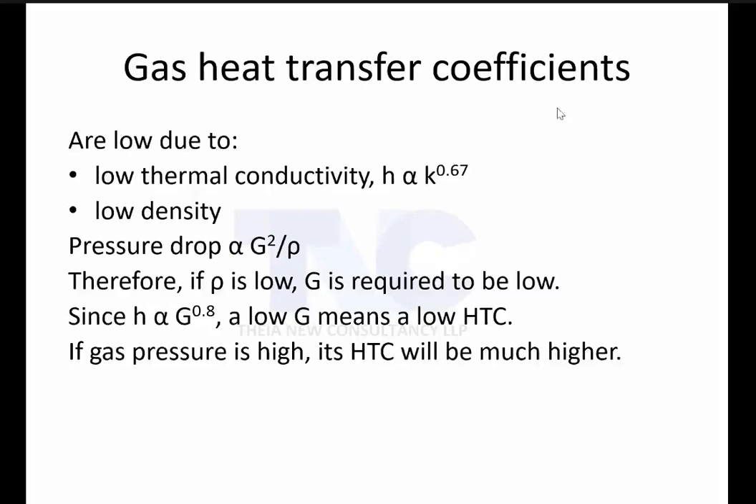Number 2, density. Gas has low density. So for a specified pressure drop, with the low density, your mass velocity will be low. So remember, for a specified pressure drop, the low density means low mass velocity. So with low mass velocity, you will have low heat transfer coefficient.